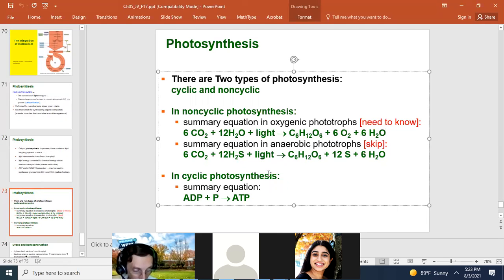And as far as I know, all photosynthetic organisms can engage in both cyclic photosynthesis and non-cyclic photosynthesis. Like a green plant, whenever it needs glucose, will engage in non-cyclic photosynthesis. But if the green plant needs ATP, it will engage in cyclic photosynthesis. In cyclic photosynthesis, all that's made is ATP from ADP and phosphate. Of course, you need the light. I guess that should be up there. You do need the light still.